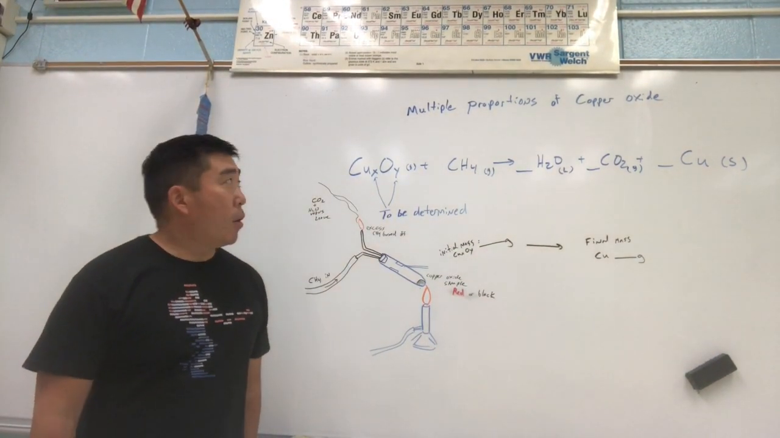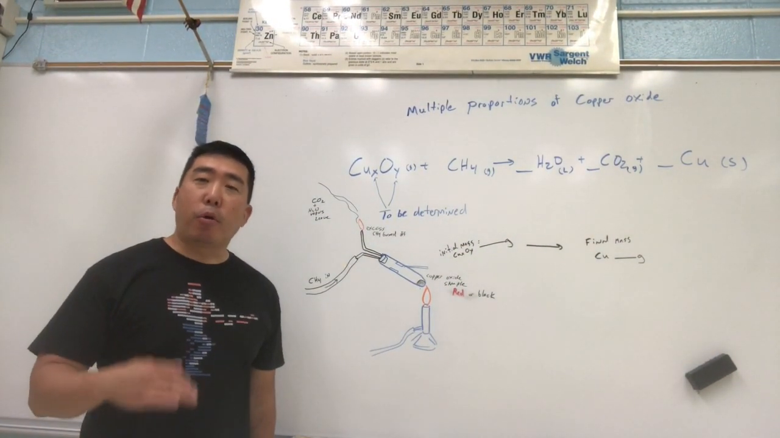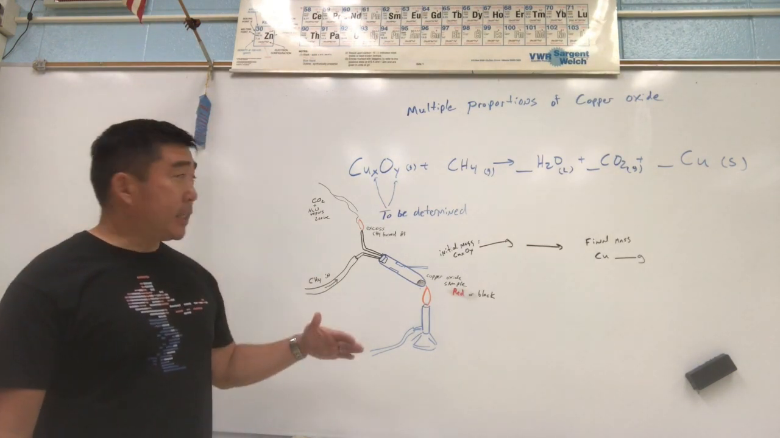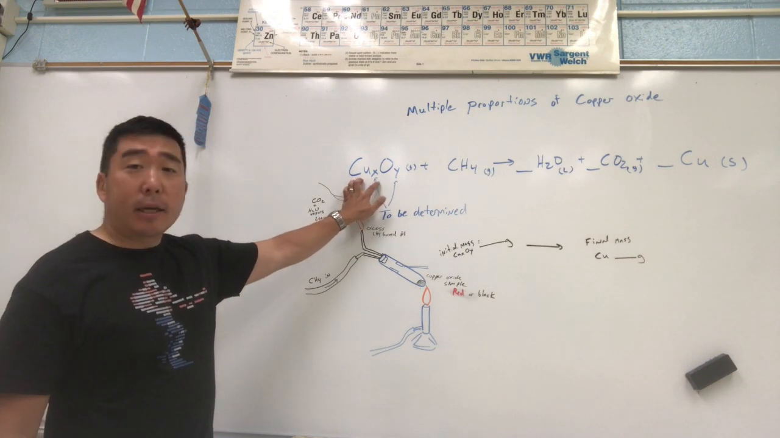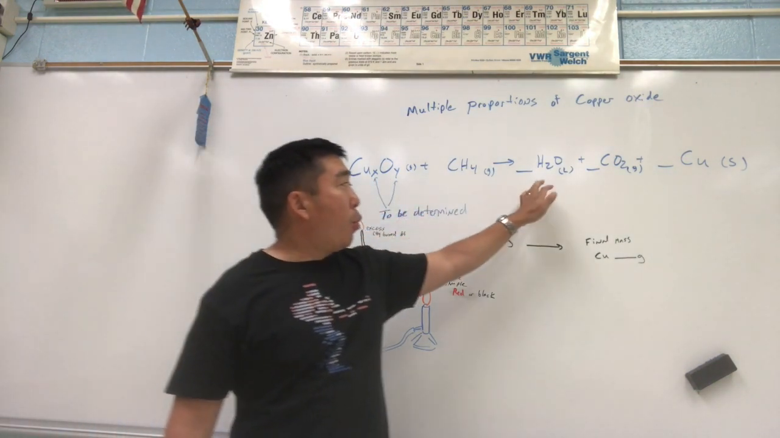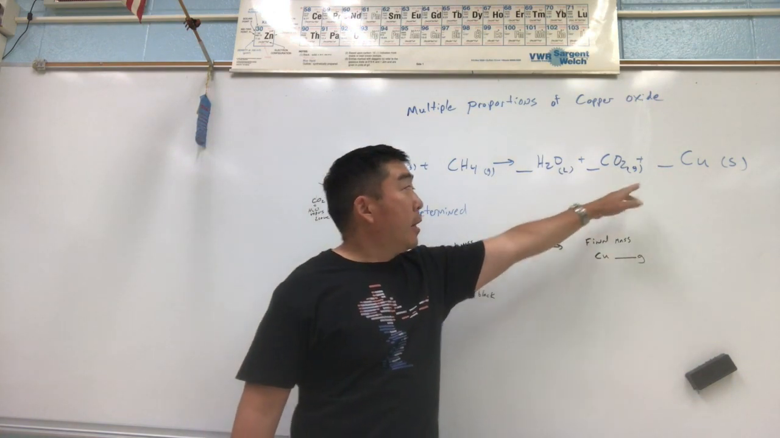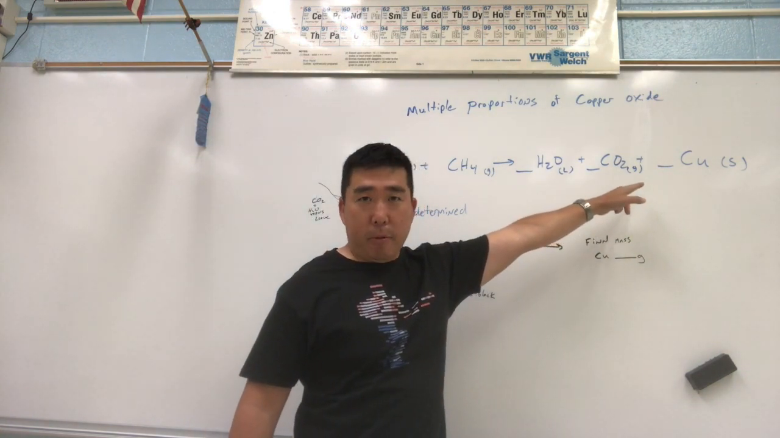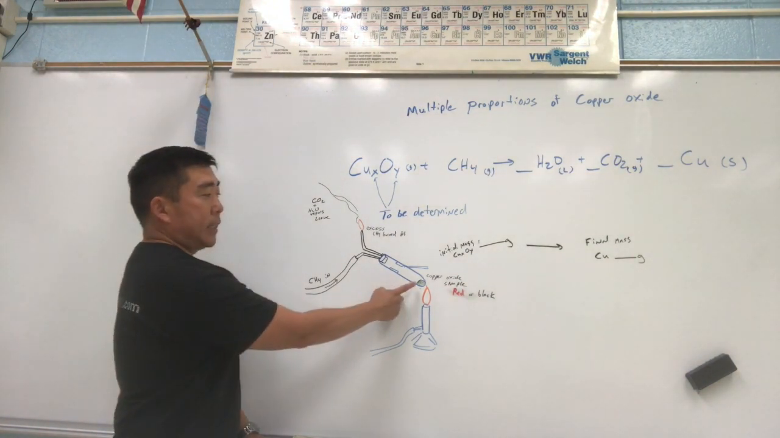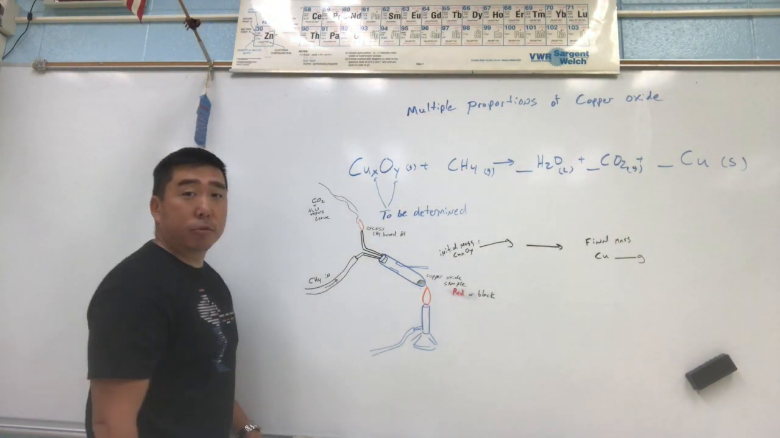In today's lab, we are going to determine the multiple proportions of copper oxide. So the reaction that's going to take place, the copper oxide will react with methane and produce water vapor, carbon dioxide, and solid copper. Our method is going to be by reacting the copper oxide sample in a test tube.